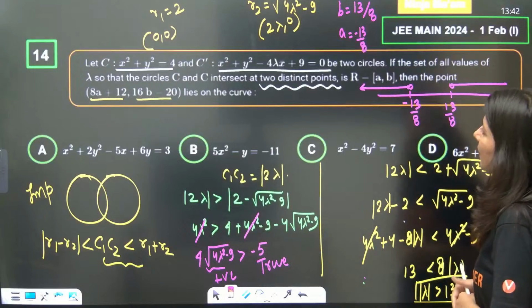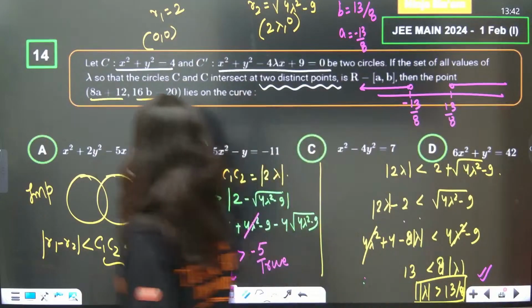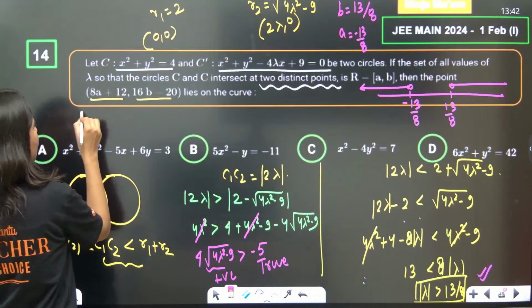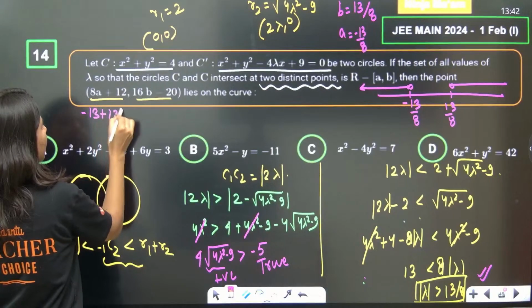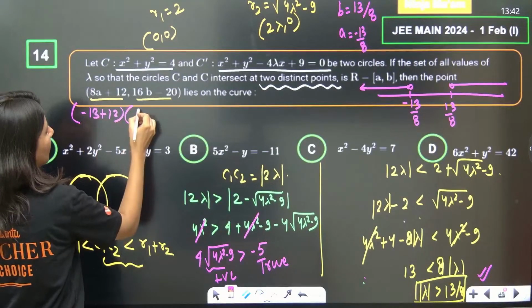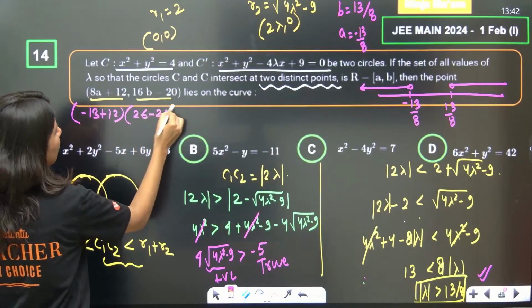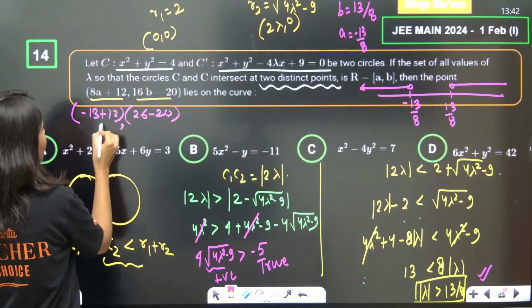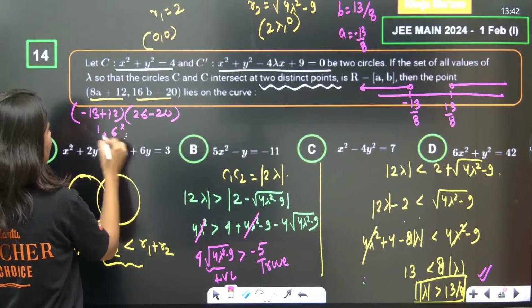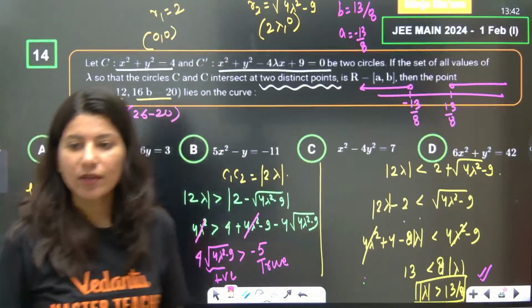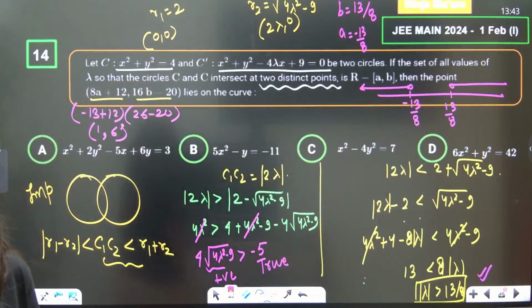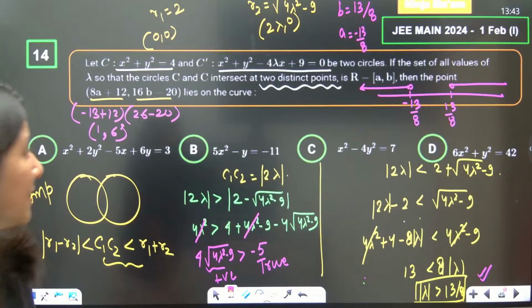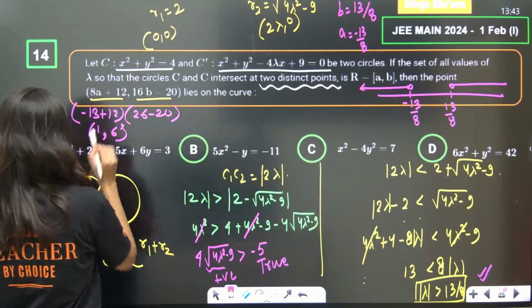So minus 13 by 8, 13 by 8. So now 8a. So 8 into minus 13 by 8, so minus 13 plus 12. And 16b. So that is 26 minus 20. Okay, this is comma. So 1 comma 6 lies on which curve? Sorry, minus 1 comma 6 lies on which curve? Minus 1 comma 6 is the point.